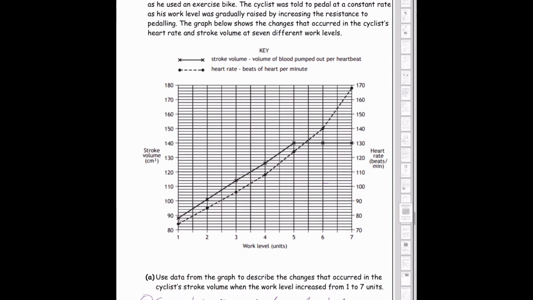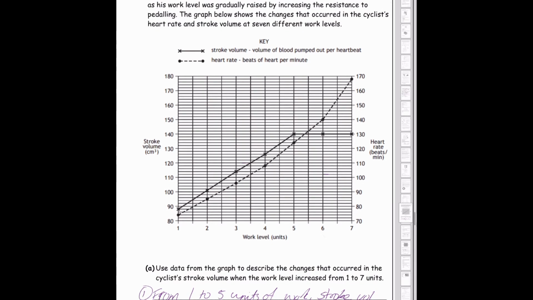Right, on to some problem solving. So we've got some information about a cyclist. He's pedalling at a constant rate. His work level was gradually raised by increasing the resistance to pedalling, and the graph shows the changes that occurred in his heart rate and stroke volume. So stroke volume is the solid line and heart rate is the dotted line.